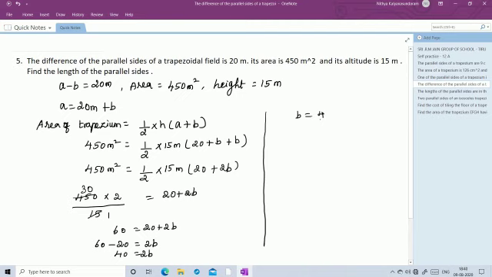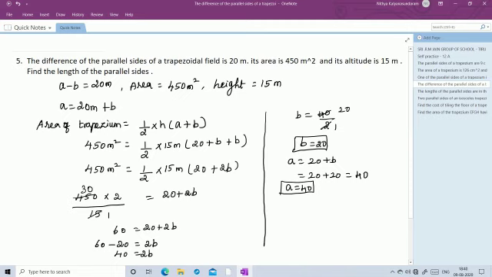So B is equal to 40 by 2. Two 20s are 40, so B we got 20. B is 20, which means you need to find out A. So A is equal to 20 plus B. Substitute the B value and you will get the A value. A is equal to 20 plus B, so 20 plus 20 is 40. So A is 40 and B is 20.